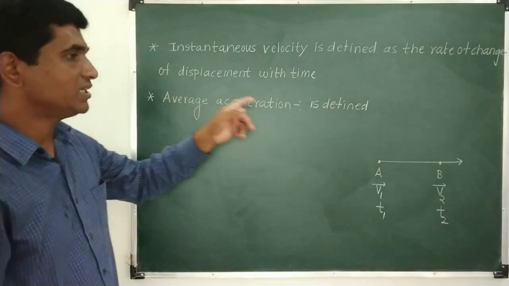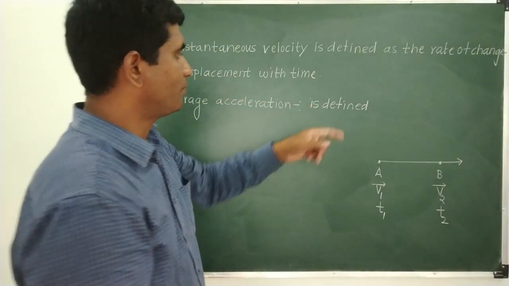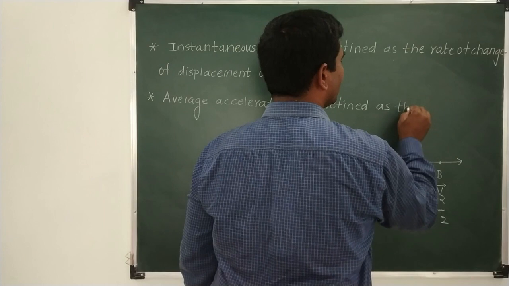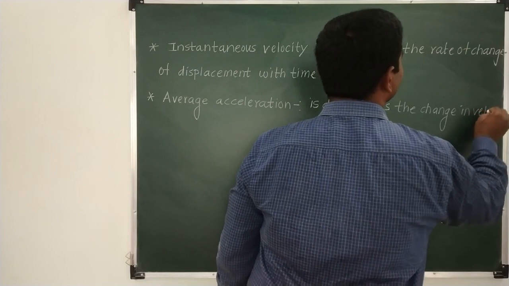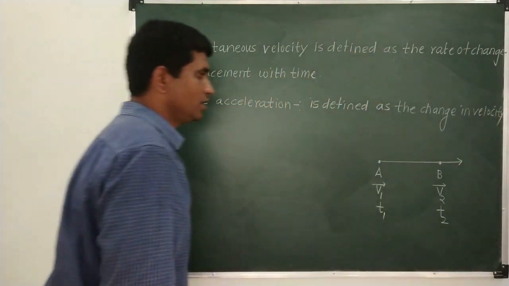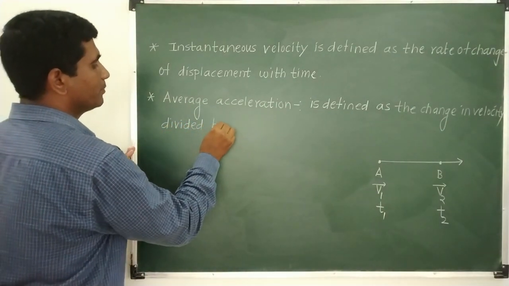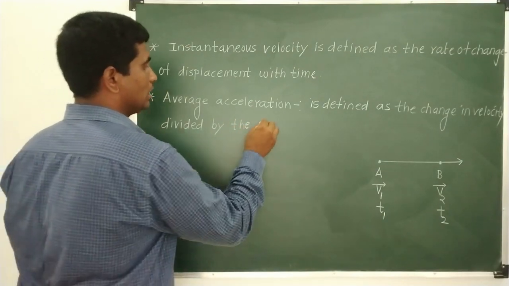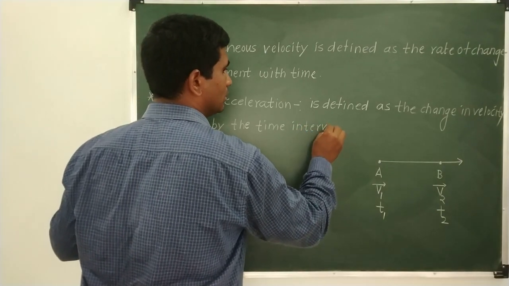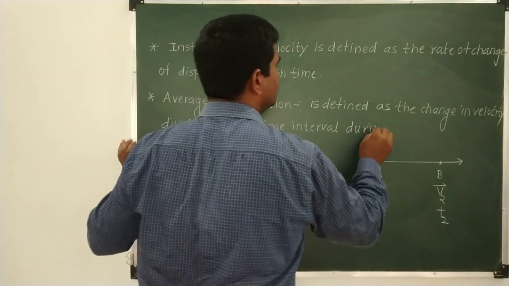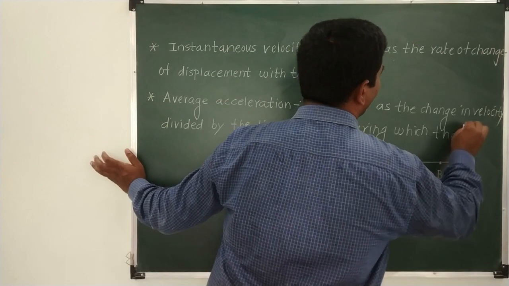Now average acceleration is defined as the change in velocity divided by the time interval during which that change is occurring.